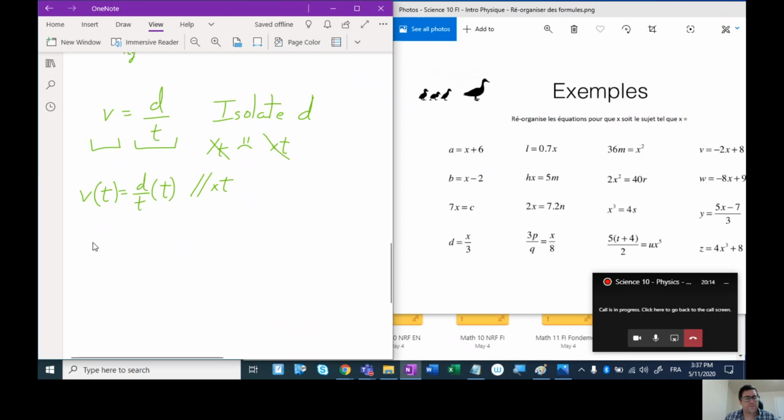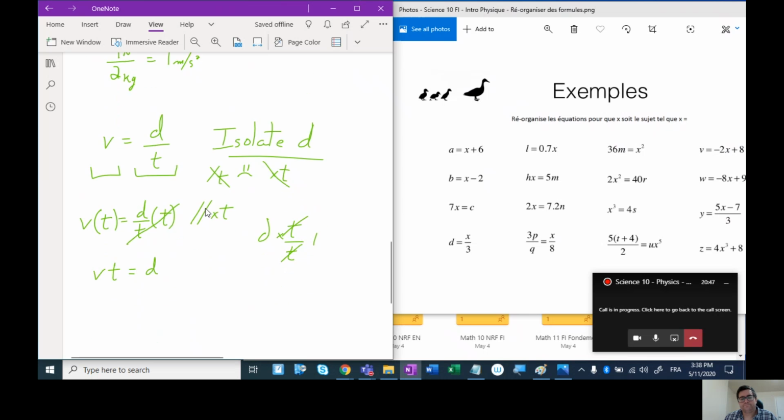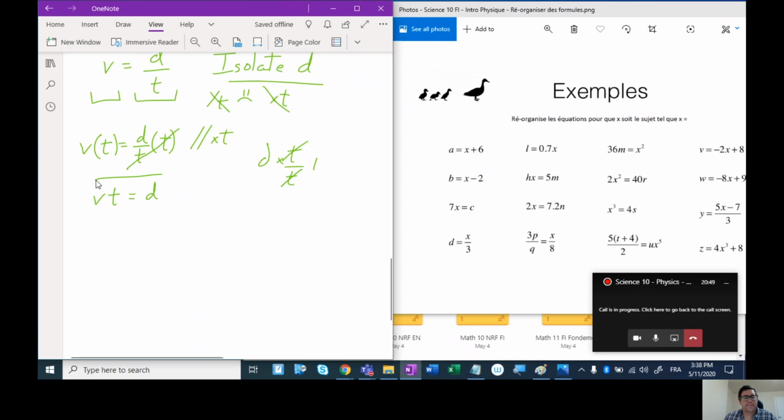So what happens on this side? We have vt. We could remove the brackets here. Equals, and then what happens here? So d times t divided by t. That's 1. So d times 1 is d. So the t's would just cancel out, one on top, one on the bottom. So we've isolated d. Now that's a formula for distance.